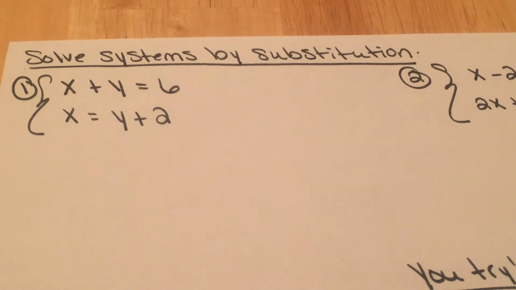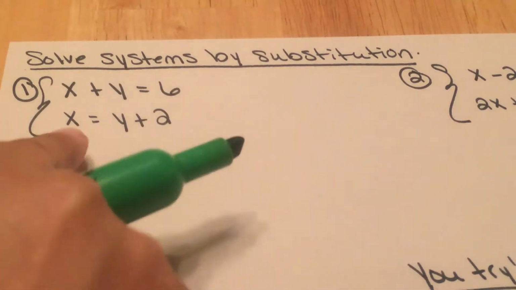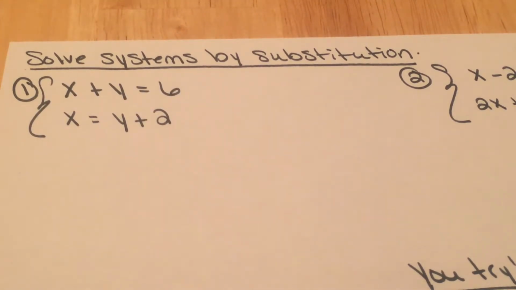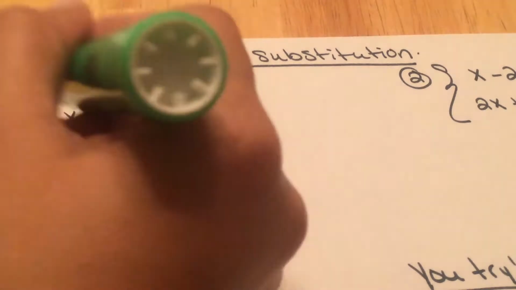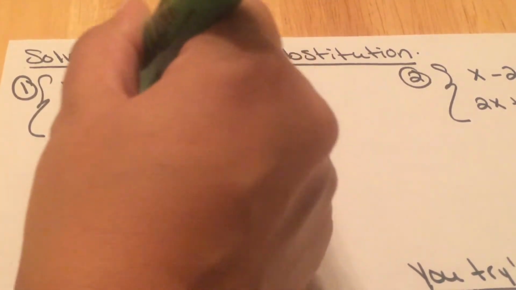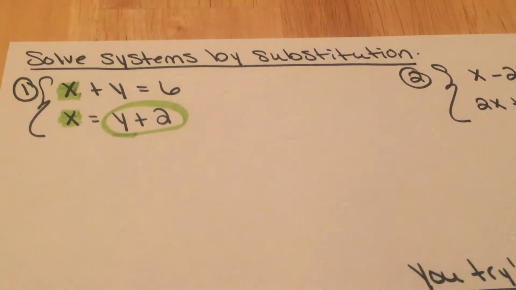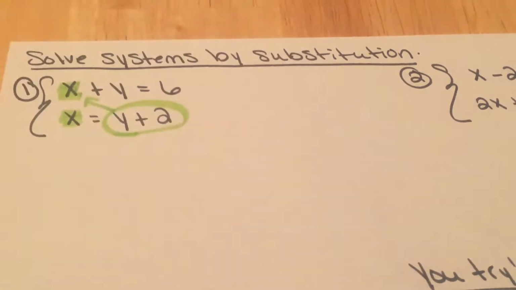If we look, what we notice is x plus y is equal to 6. Then I notice in my second equation that x is by itself. And so what I know is that x is actually equal to y plus 2. So what I'm going to do is substitute. Anytime I see an x in my other equation, I'm going to substitute in that y plus 2. What does that mean? Well, let's see.